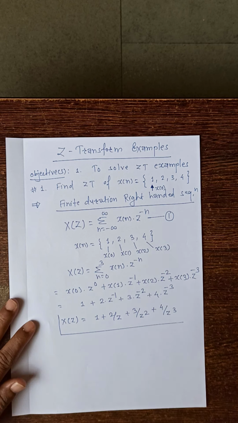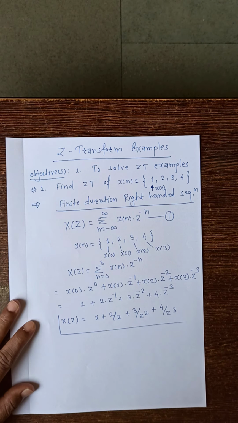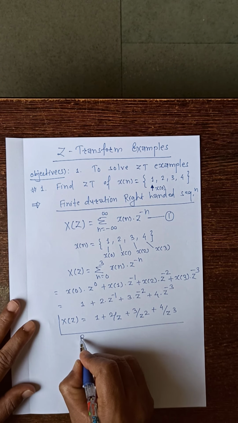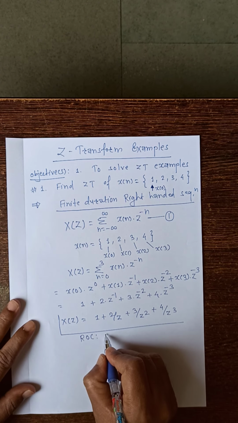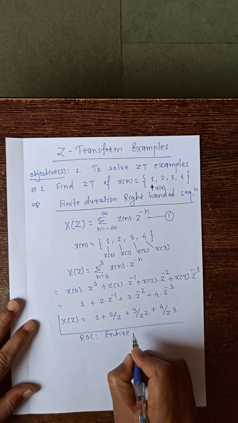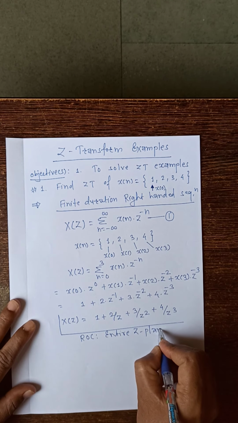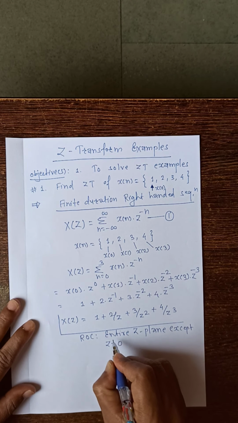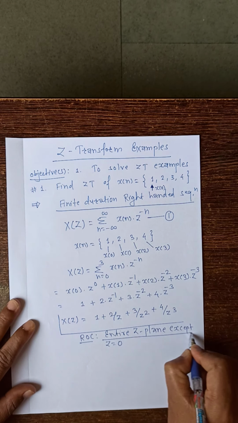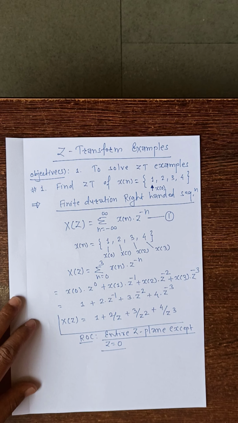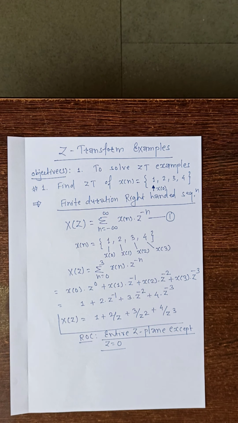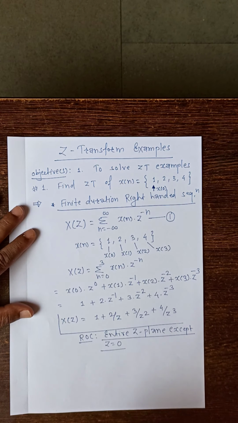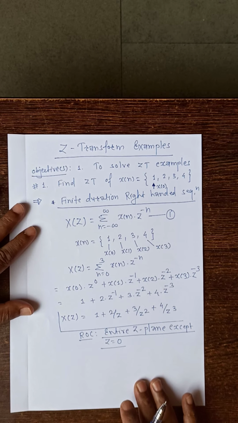So for all the values, X(z) or Z transform is finite. So ROC, region of convergence, is the entire z plane except z equals 0. That means ROC, that is region of convergence, is the entire z plane except z equals 0. So this is for a finite duration right-handed sequence, right?